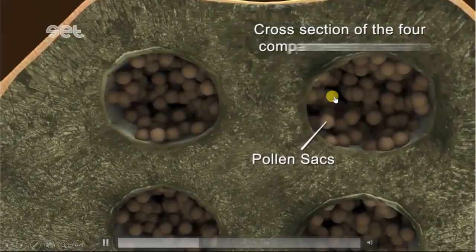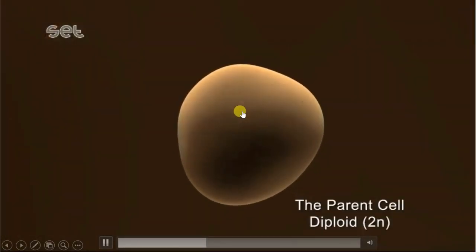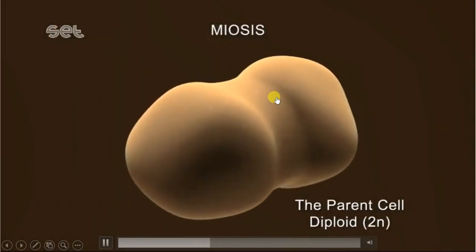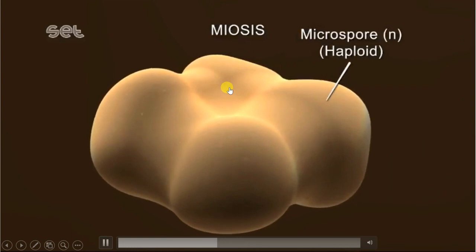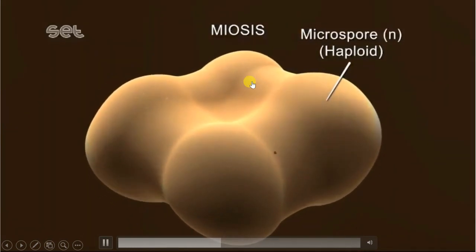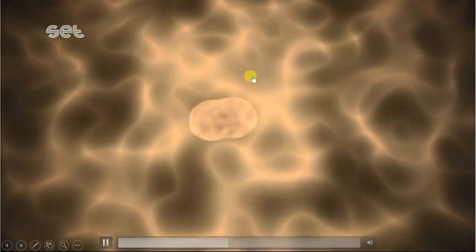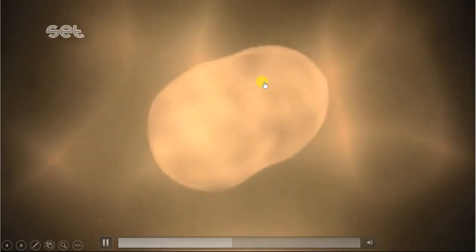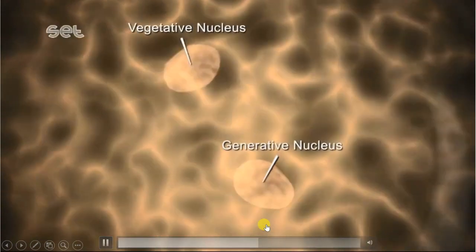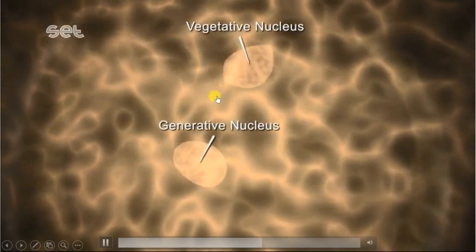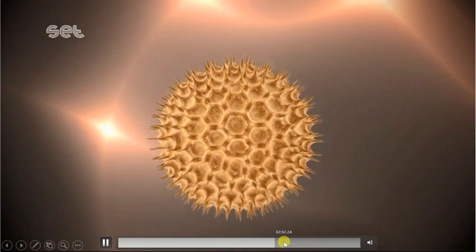In this pollen sac, microsporogenesis takes place, and the parental cell, the microspore mother cell or pollen mother cell, we have seen. It is diploid. By meiosis there will be haploid cells, the tetrad. Each and every pollen grain has haploid ploidy, right? Millions of pollen grains will be there. There are two types of cell, vegetative and generative nucleus, inside one pollen grain. And this is the structure of pollen grain, you can see.